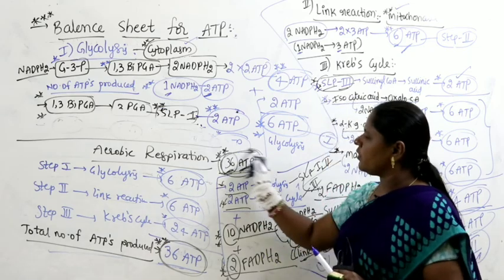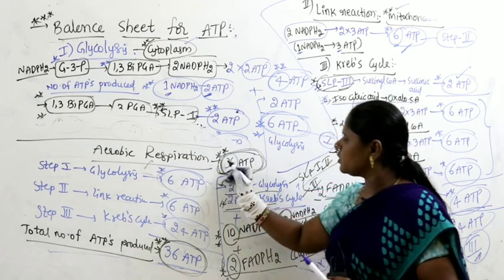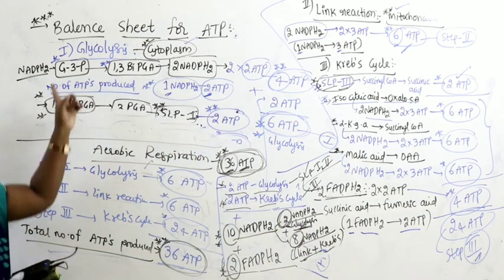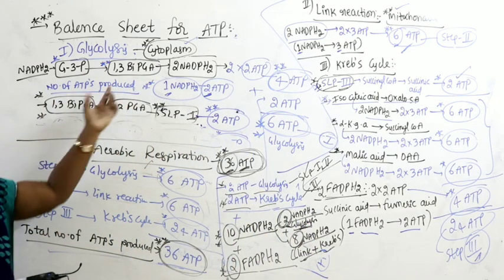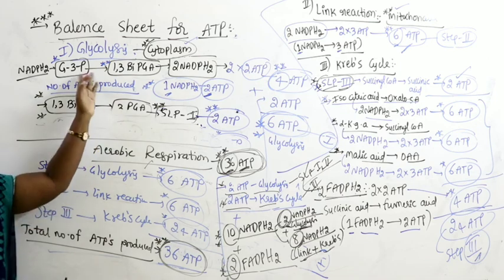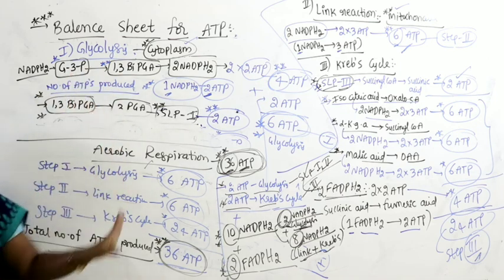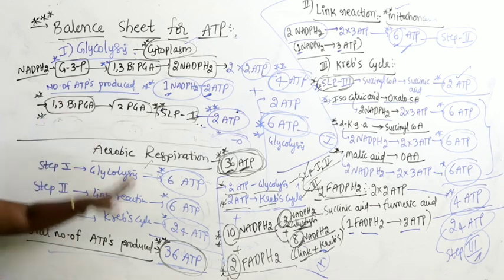Altogether the total amount of ATP produced during aerobic respiration is 36 ATP. In that, each and every step, where NADPH2 is produced, where ATP is produced, the substrate, product and enzyme, you have to remember. You have to remember all the steps of aerobic respiration.